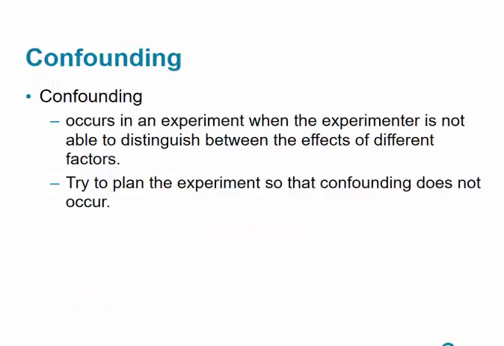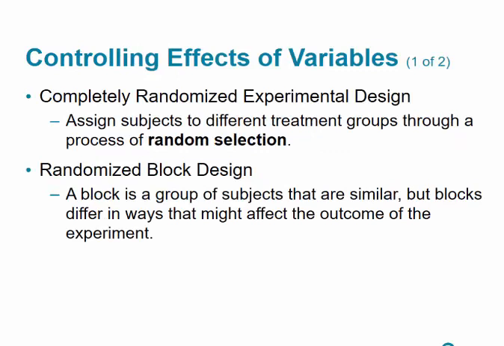Confounding. Confounding occurs in an experiment when the experimenter is not able to distinguish between the effects of different factors, and we try to plan the experiment so confounding does not occur. What happens here is that maybe two variables appear to have a relationship, but in fact there's a third variable or a third situation that's causing these two to appear to be related in some way.